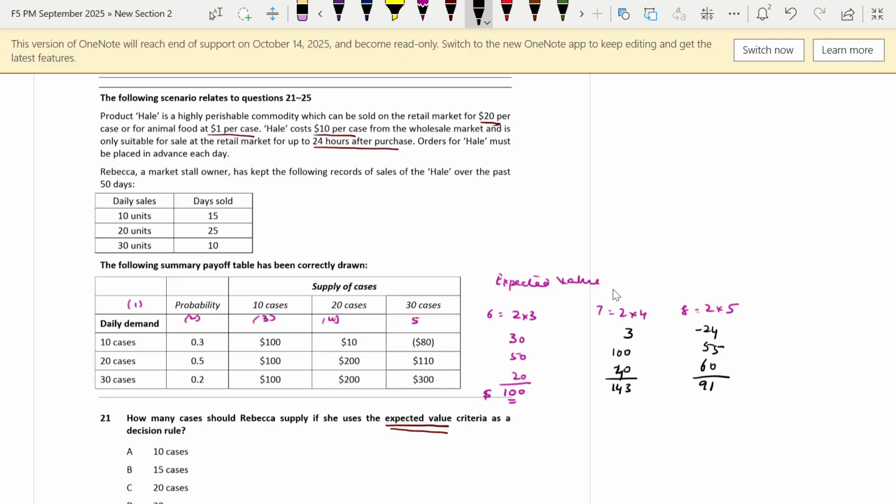Where is the maximum value? The middle one. How much is there? 50, 155, 205. Yes. 3 plus 6, 9. Which one is how many cases you should supply? 20 cases.